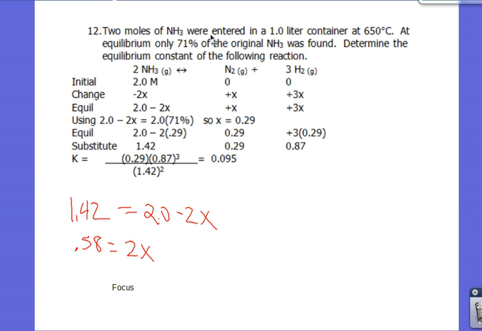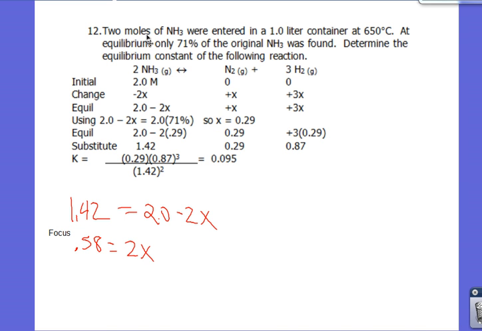12. 2 moles of ammonia were entered into a 1 liter flask. 2 moles divided by 1 liter, 2 molar. At equilibrium, only 71% of the original NH3 was found. So what is 71% of 2 molar? 1.42. That's the equilibrium value. This is a good problem to focus upon.